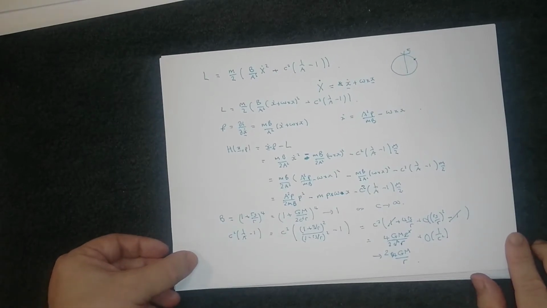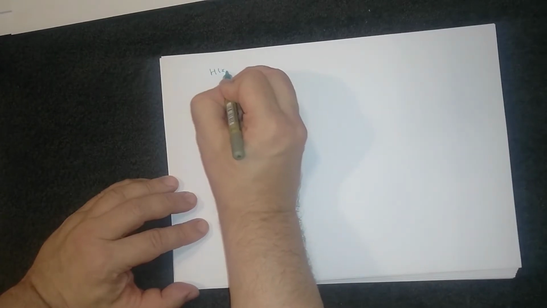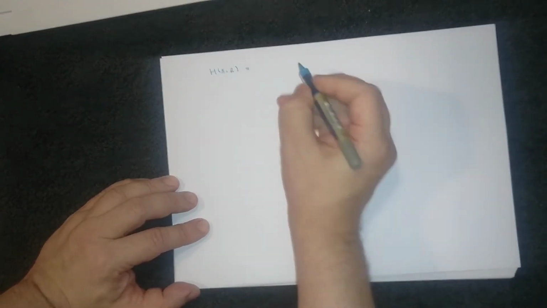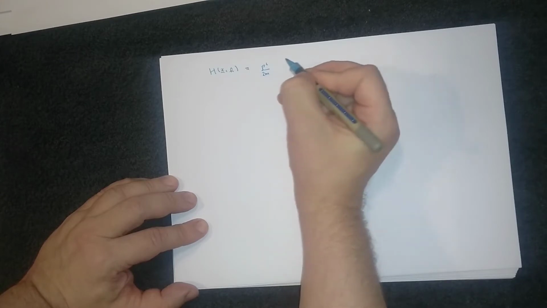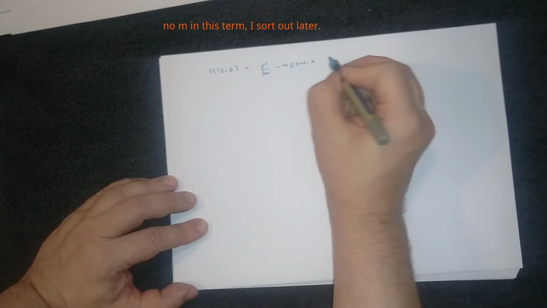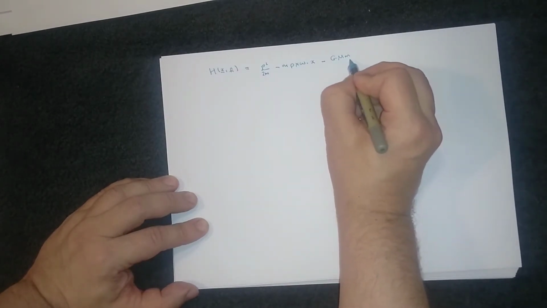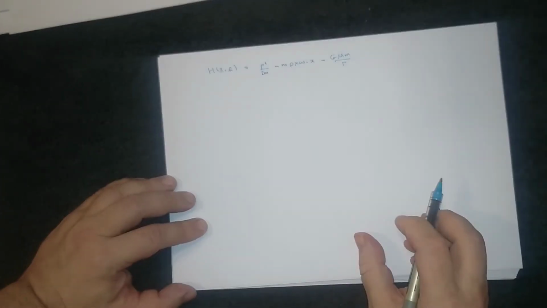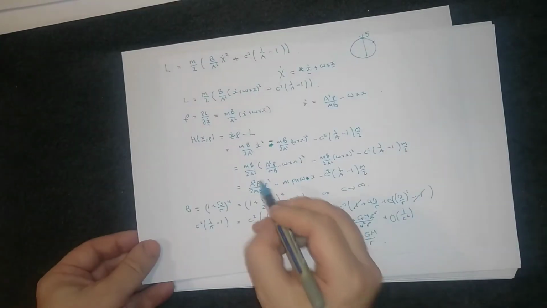So what is the limit of the Hamiltonian in this case? Well, H of x and p would go to p squared over 2m minus m p cross omega dot x minus GMm over r. Let me just make a correction. There's no m there.